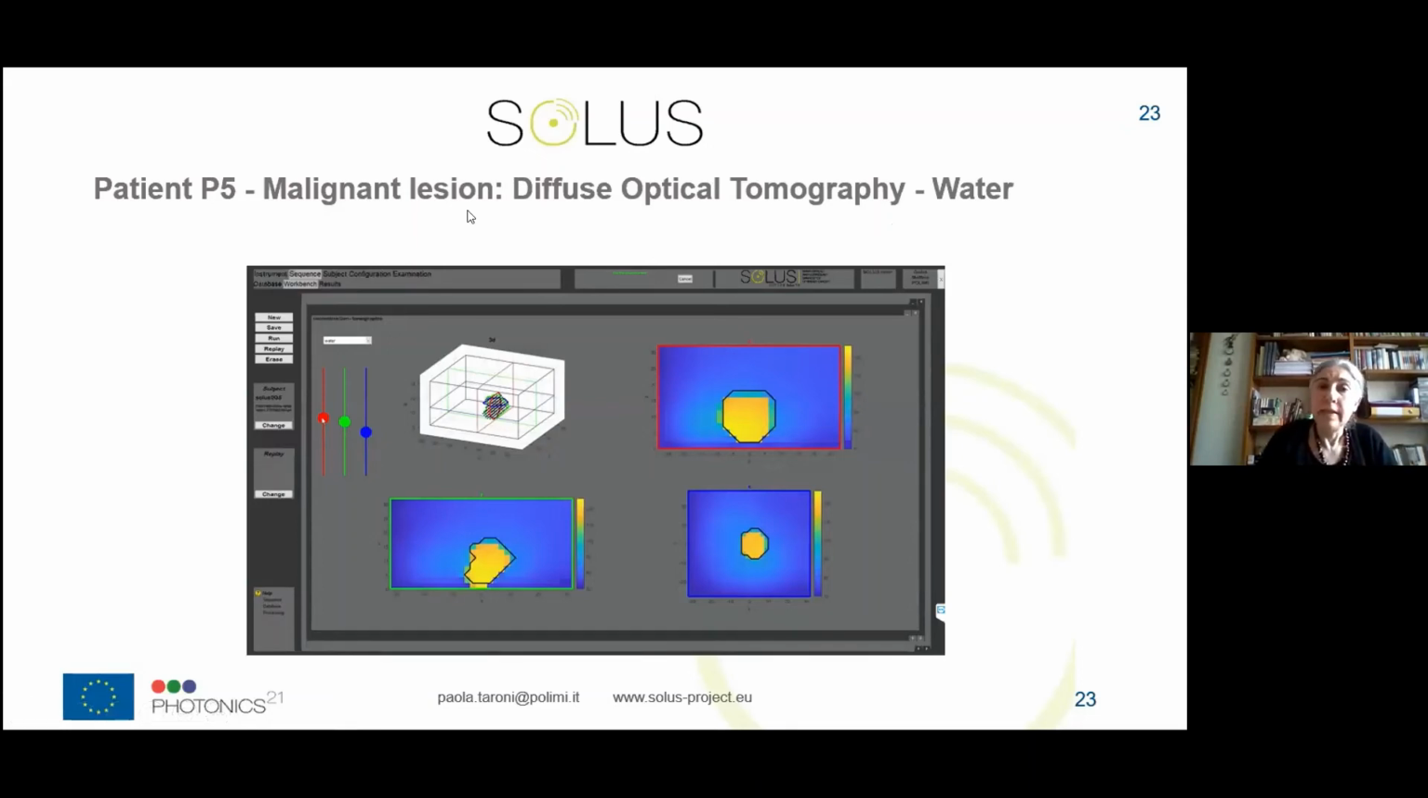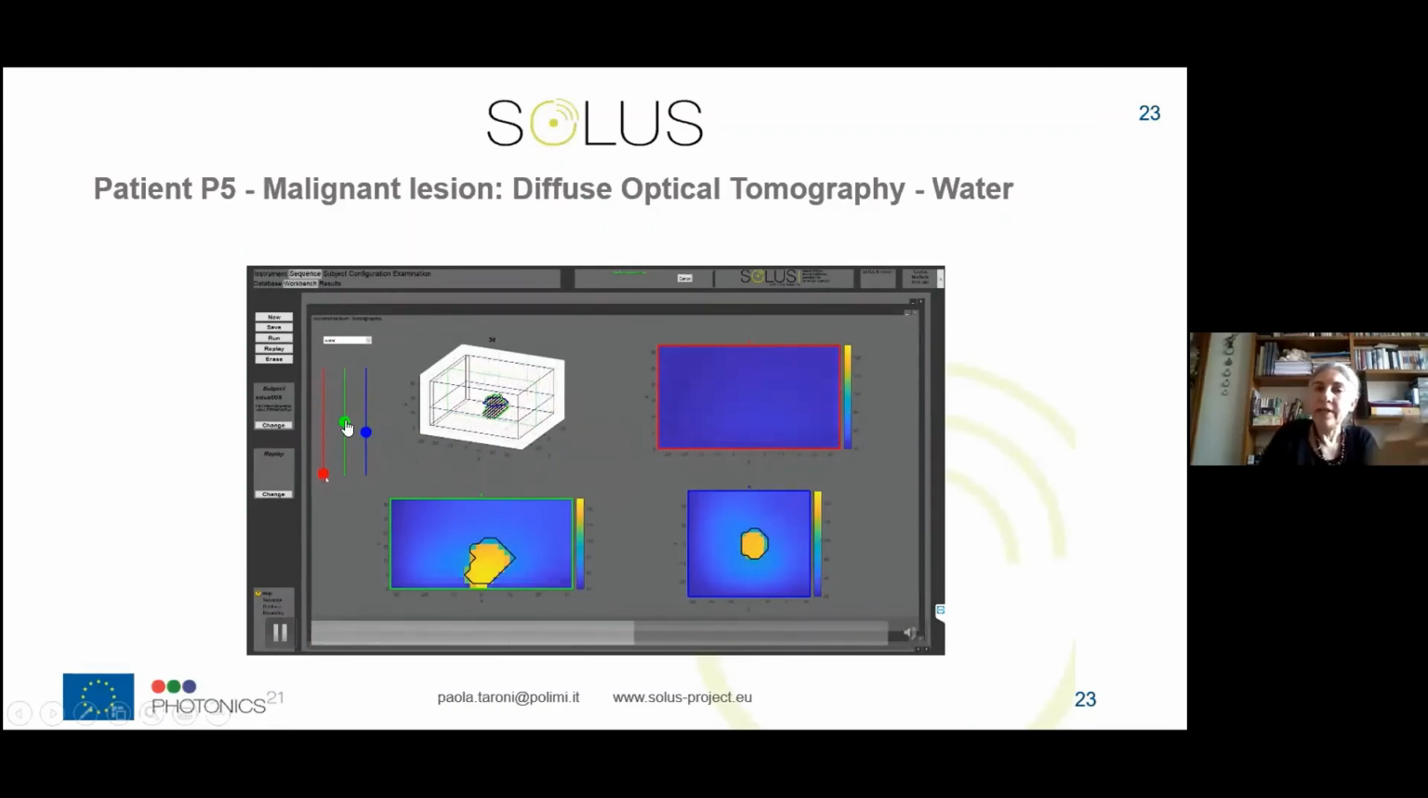And we obtain the optical reconstruction, and from the optical reconstruction, we estimate the tissue composition in 3D. This is the water map that we obtain online, and we can scan the volume in the 3 directions to see the changes in composition as a function of position.